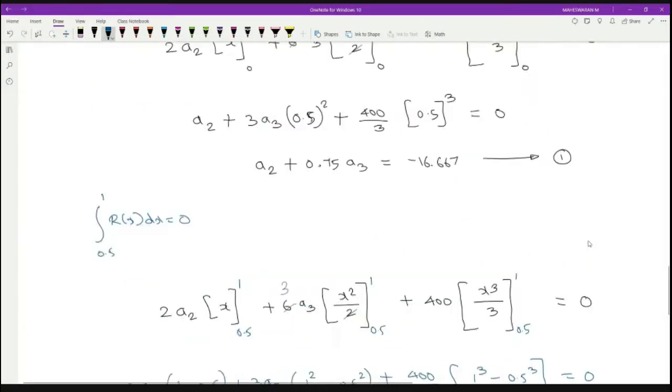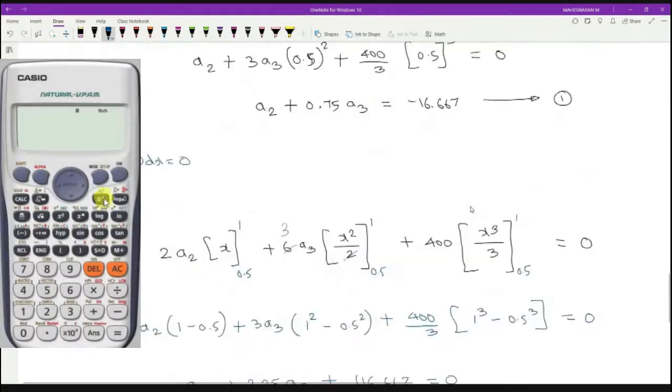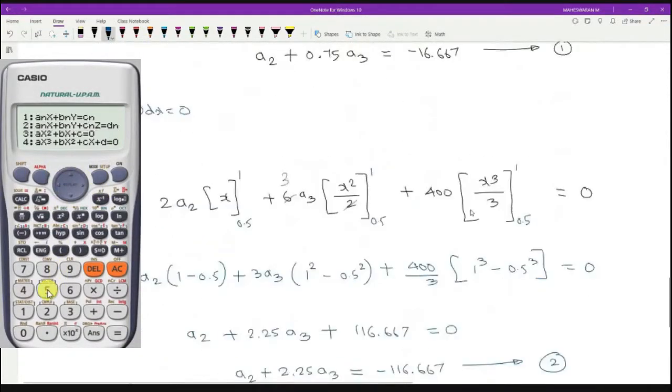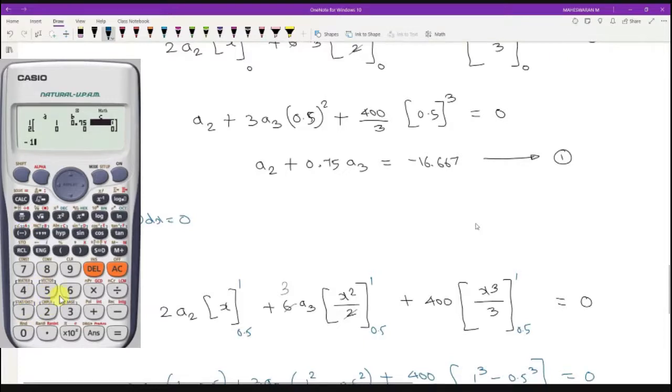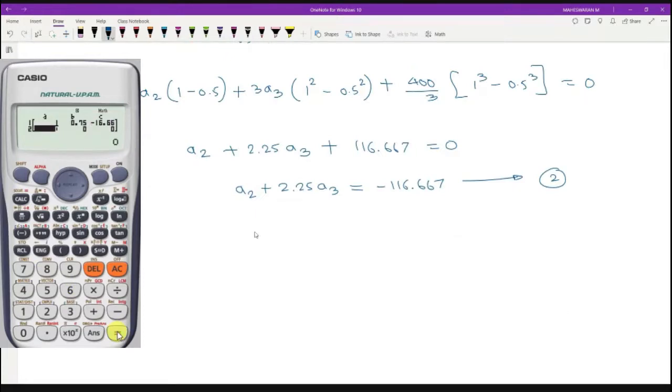Right, now I got these two equations, equation 1 and equation 2. You can use your calculator to find out the values of these two, and substitute. Can you tell me what will be the answer? I am getting a2 is equal to 33.33 and a3 as minus 66.67.